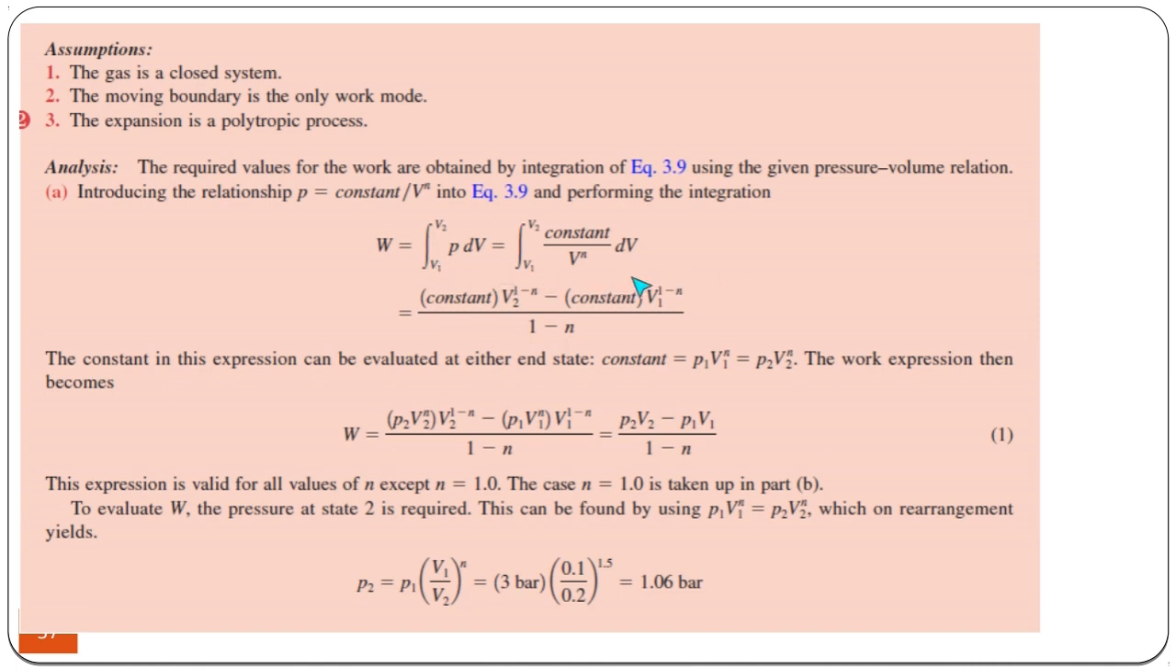In the general case, the integral of PdV gives you the work, and because PV to the N is constant, you can write P as a constant divided by V to the N. So this is what's done here. In the integral, the constant goes out, and the integral of V to the minus N is V to the 1 minus N divided by 1 minus N.